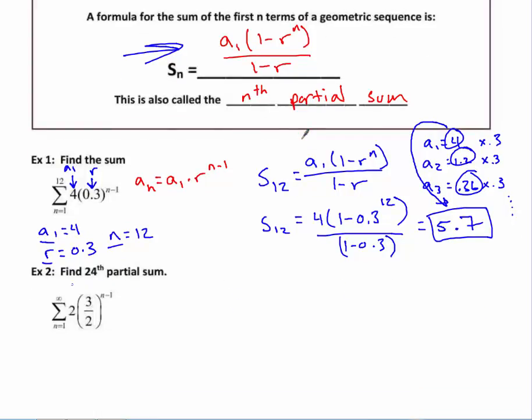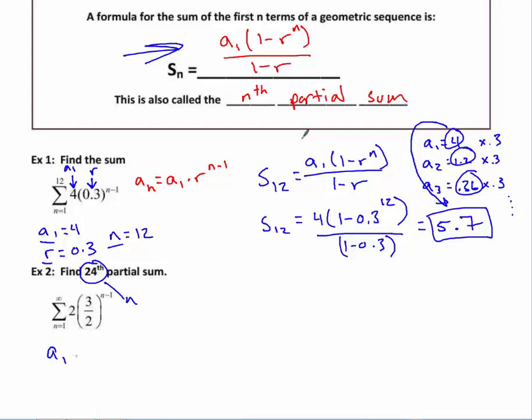All right, next one, find the 24th partial sum. Okay, and we have a series written out here. It says the sum from 1 to infinity of 2 times 3 over 2 to the n minus 1. Well, remember, this is our n, right?